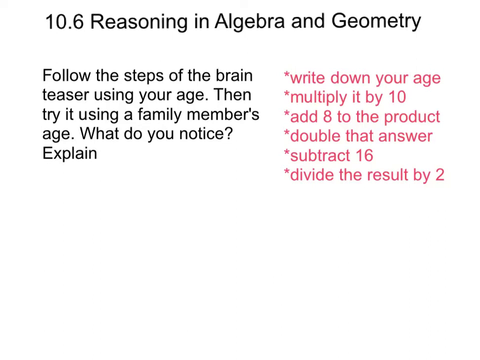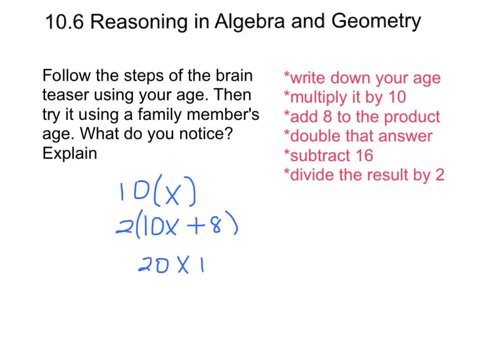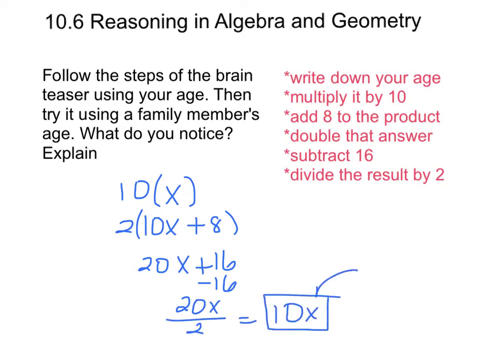So we're going to start by writing down the age as x. We're going to multiply that by 10. Then we're going to add 8, so 10x plus 8. We're going to double that, so I'm going to times all that by 2. That gives me 20x plus 16. Subtract 16, so I'm left with 20x. Divide that result by 2, and I'm left with 10x. So x is the age that we started with, and our final answer is always going to be 10 times that.